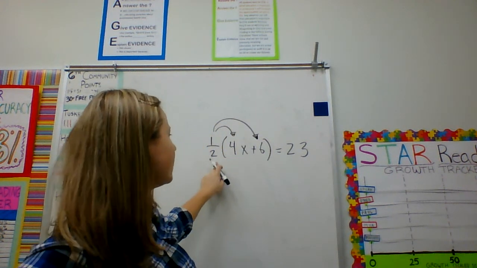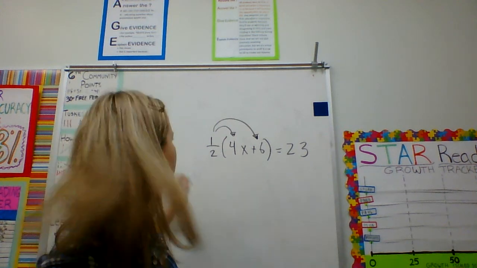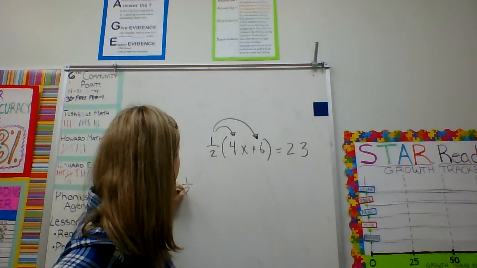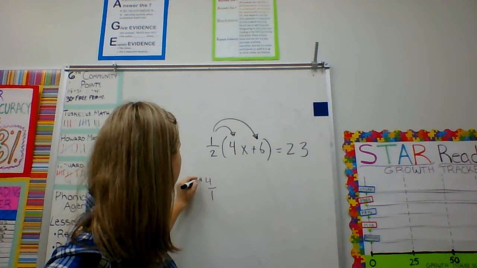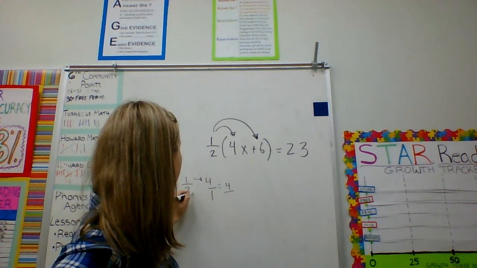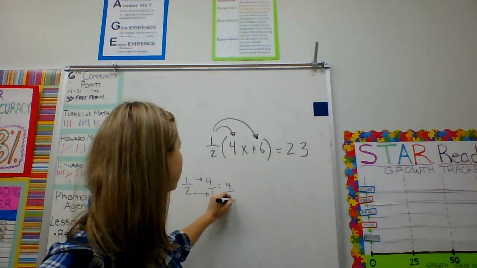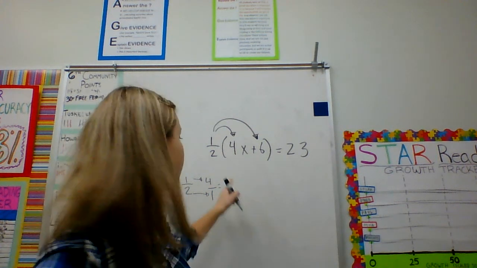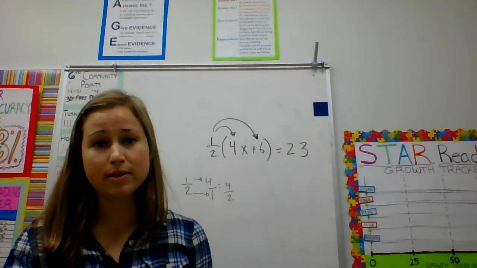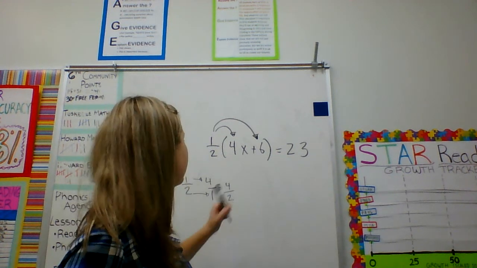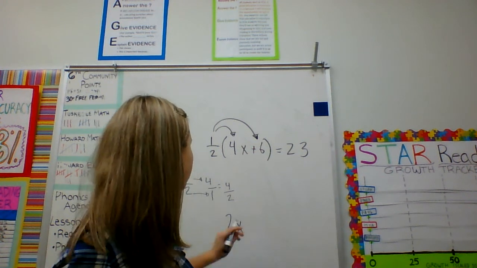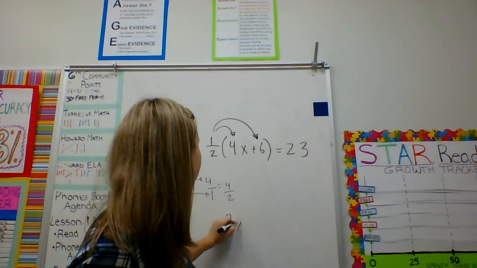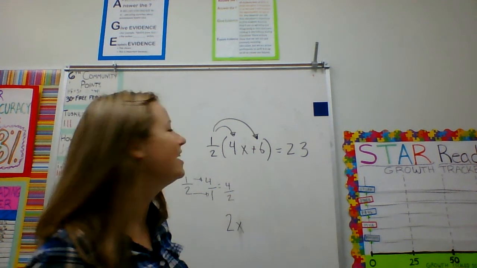Now, 1/2 times 4. This is the same thing as 1 times 4 over 1. 1 times 4 is 4. 2 times 1 is 2. 4 divided by 2, when I see a fraction bar, it's the same thing as division. 4 divided by 2 is 2x. Or sorry, just 2. Oh yeah, no, 2x because we have an x up here in our parentheses.